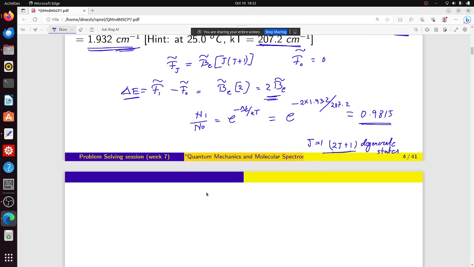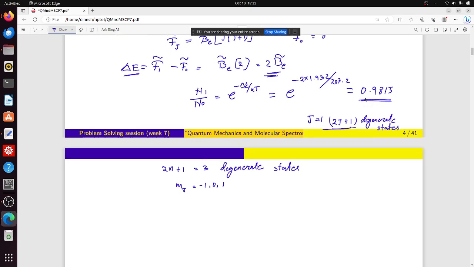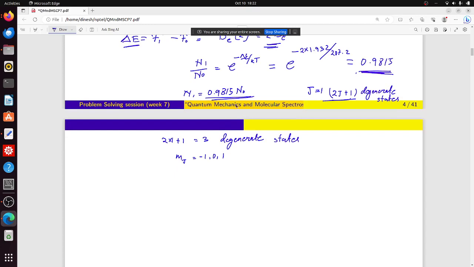Okay, so if j equal to 1, then there will be 2 into 1 plus 1, 3 degenerate states. Right, so mj is -1, 0 or 1. In each state there will be this much fraction of particles. Let's say n1 will be 0.9815 times n0. So in each state there will be this much fraction of particles.